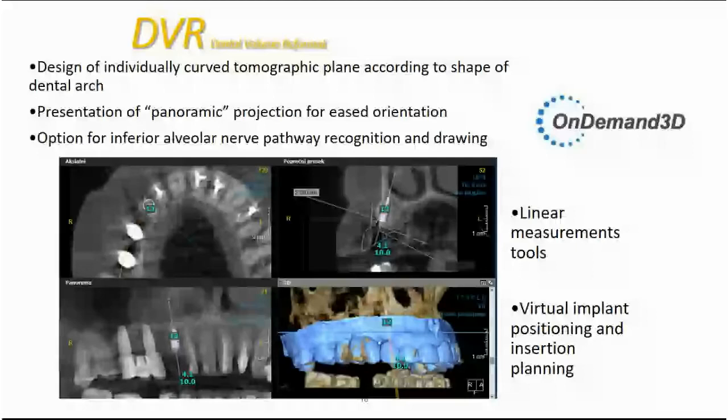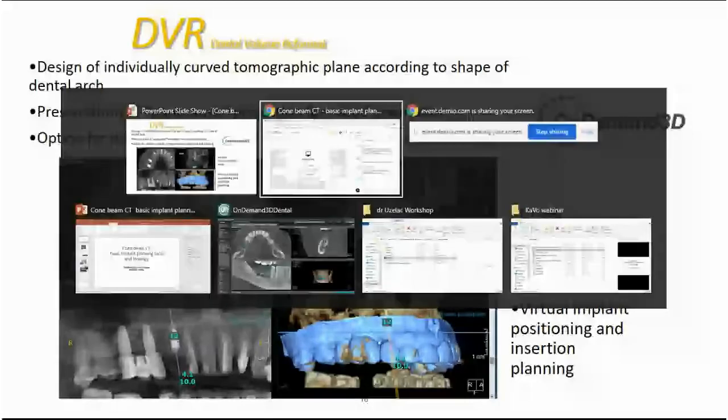So again, we are here to introduce or to remember our module in the OnDemand software. It is Dental Volume Reformat, and I will now transfer us to introduce ourselves to the features that we could see in the software, and that we will be able to use when we are doing our implant planning.